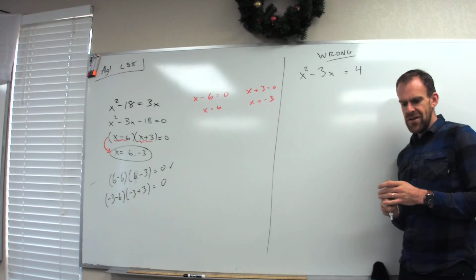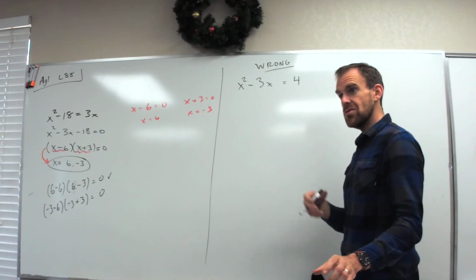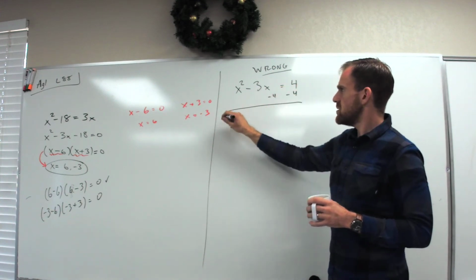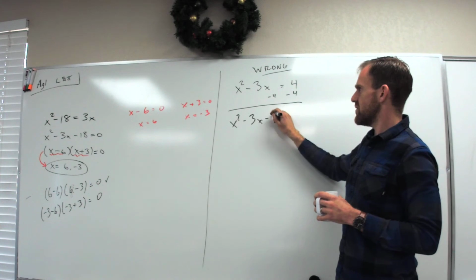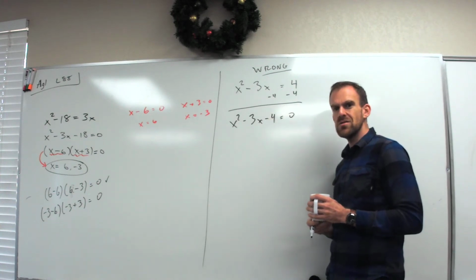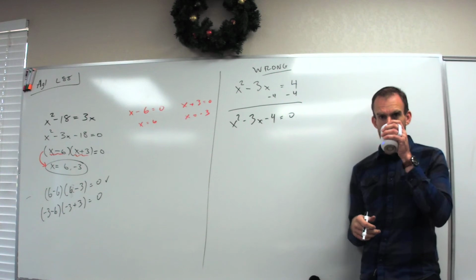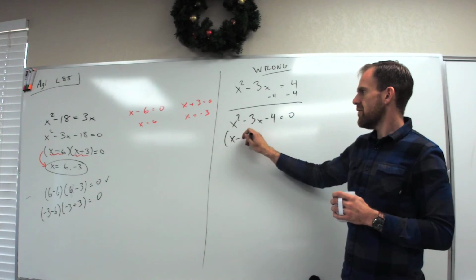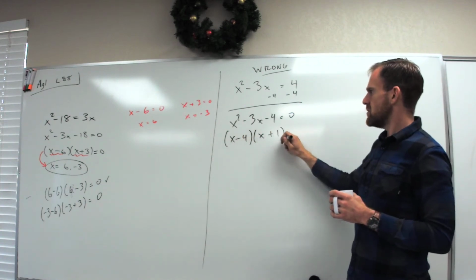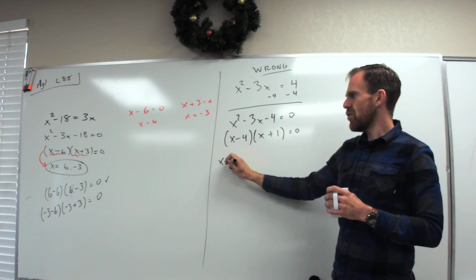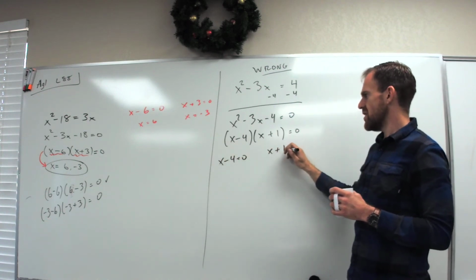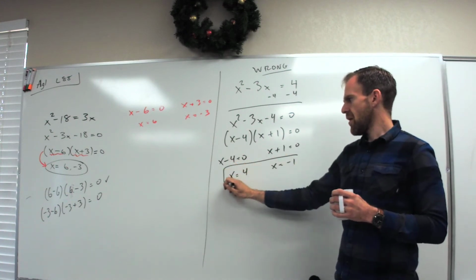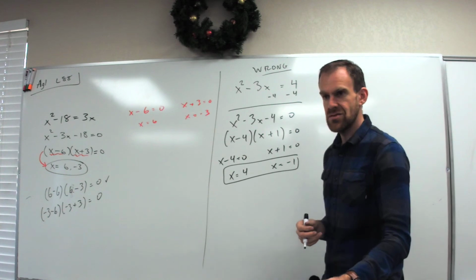So let's actually solve this example now. What's my first step, Evan? Set it equal to 0 by subtracting 4. So I have x squared minus 3x minus 4 equals 0. What two numbers multiply to make negative 4 and add to make negative 3? Negative 4 and positive 1. So then x minus 4 equals 0, or x plus 1 equals 0. So x equals 4 and x equals negative 1. Those are the correct solutions.